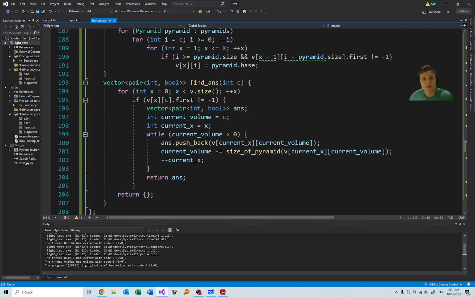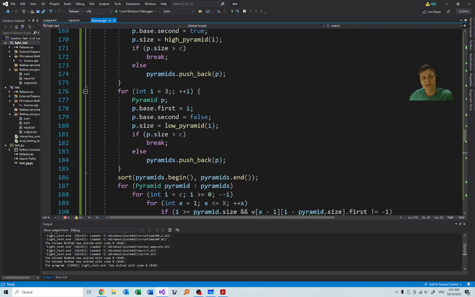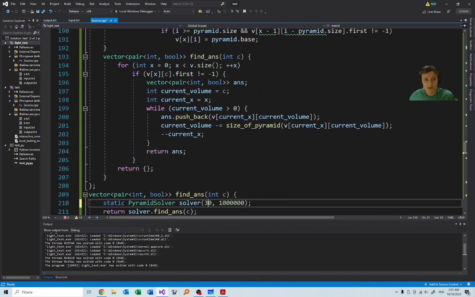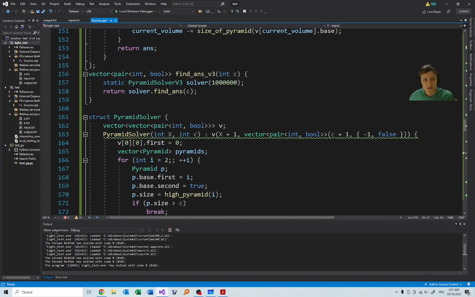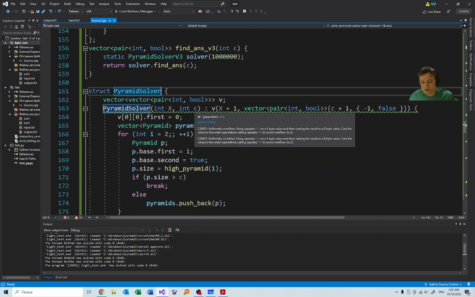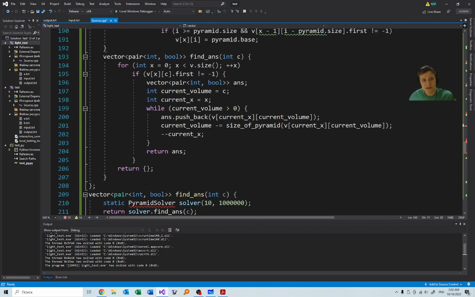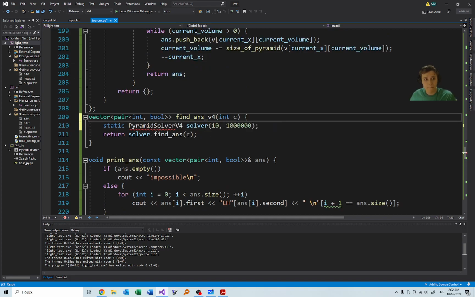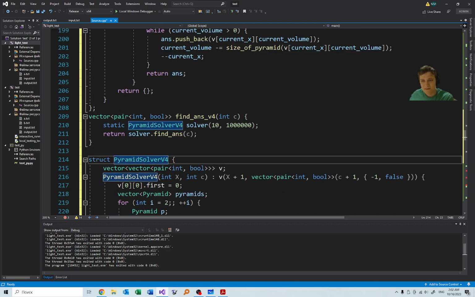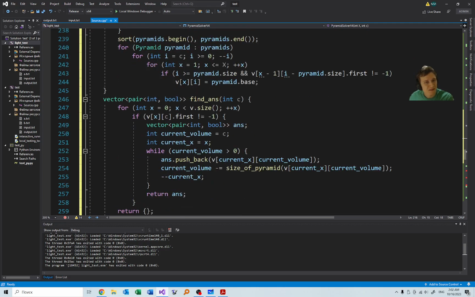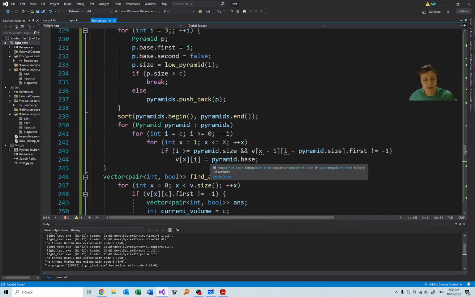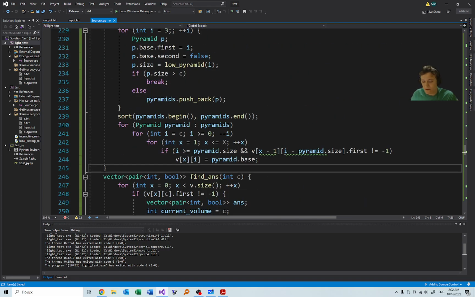So first of all, let's put something like 30 and find the optimal x. To do it fairly, I need to make a pyramid solver v4. Pyramid solver v4, and here also pyramid solver v4 and v4. So let's fix our current pyramid solver, which we have plenty of. First of all, let's put like 50 here, and we need to validate.